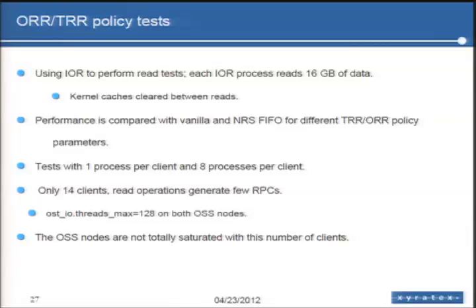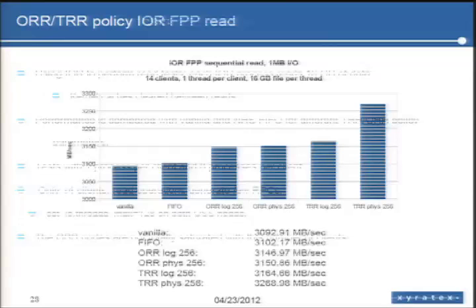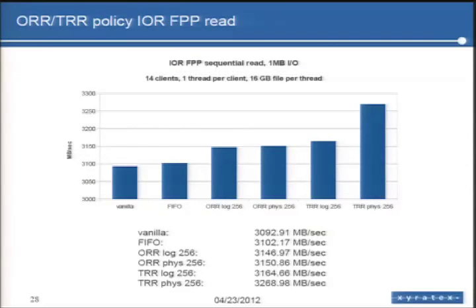So with ORR and TRR policy tests, we're going to do some SSF and file per process testing. I'll move on to the results. I think I don't have a lot of time. So you see here a graph of IOR file per process read. And you can actually see that TRR physical has been of the most help in improving performance, which is what you would expect, what the theory tells us.